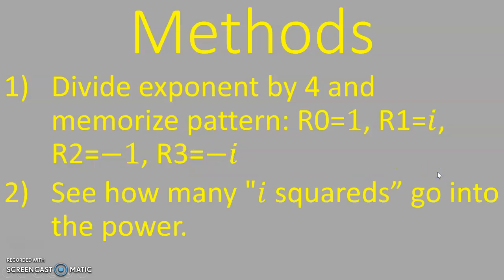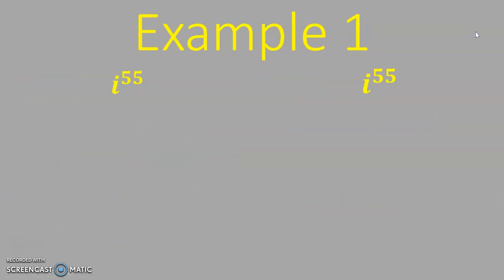Another way that some people like to do it, it's probably less common, is to see how many i squareds go into the power. So we're going to look at a couple examples here. I've got a split screen here. We're going to figure out i to the 55th power in two different ways. Okay, so one way is the first way.